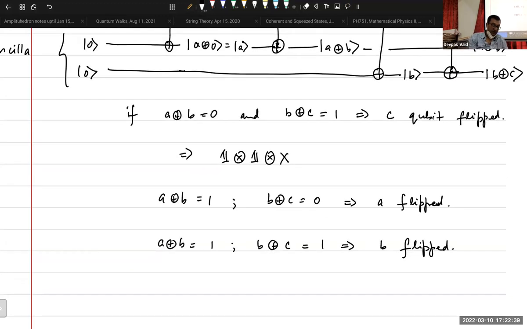So this would mean that, let's say, A XOR B is 1, but then B XOR C is 1 as well. Assuming again single qubit errors, this means that it is B which was flipped.